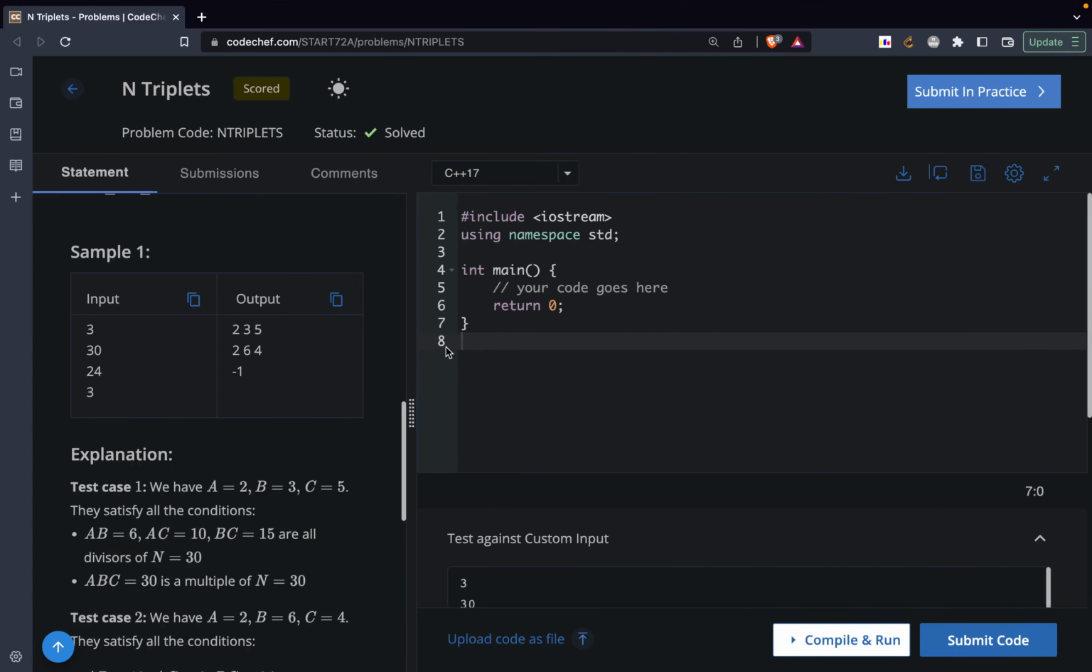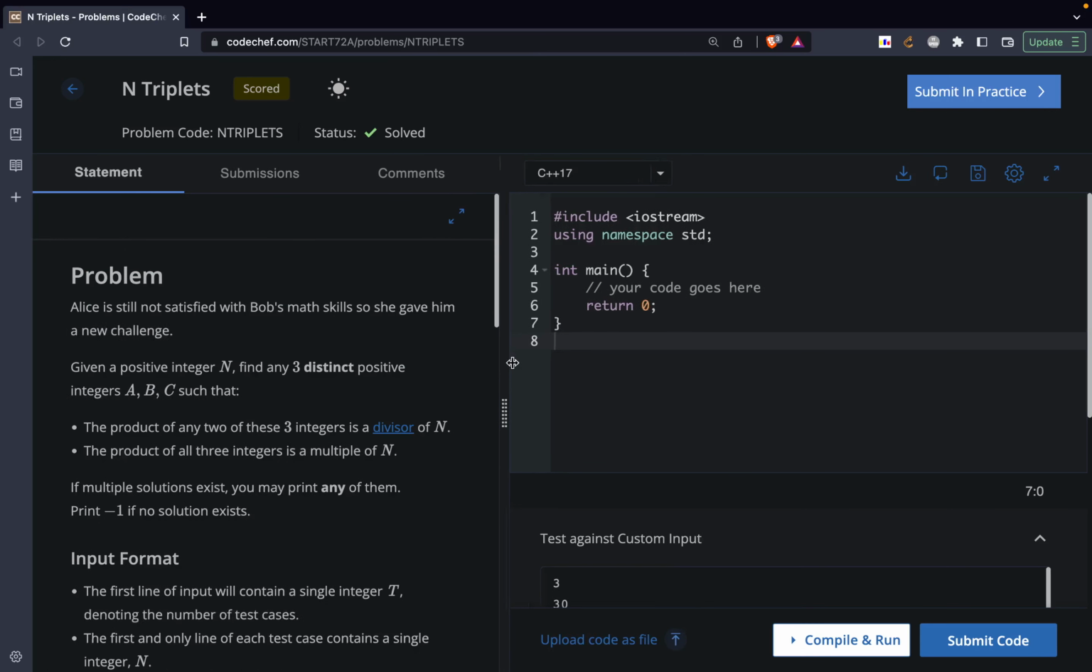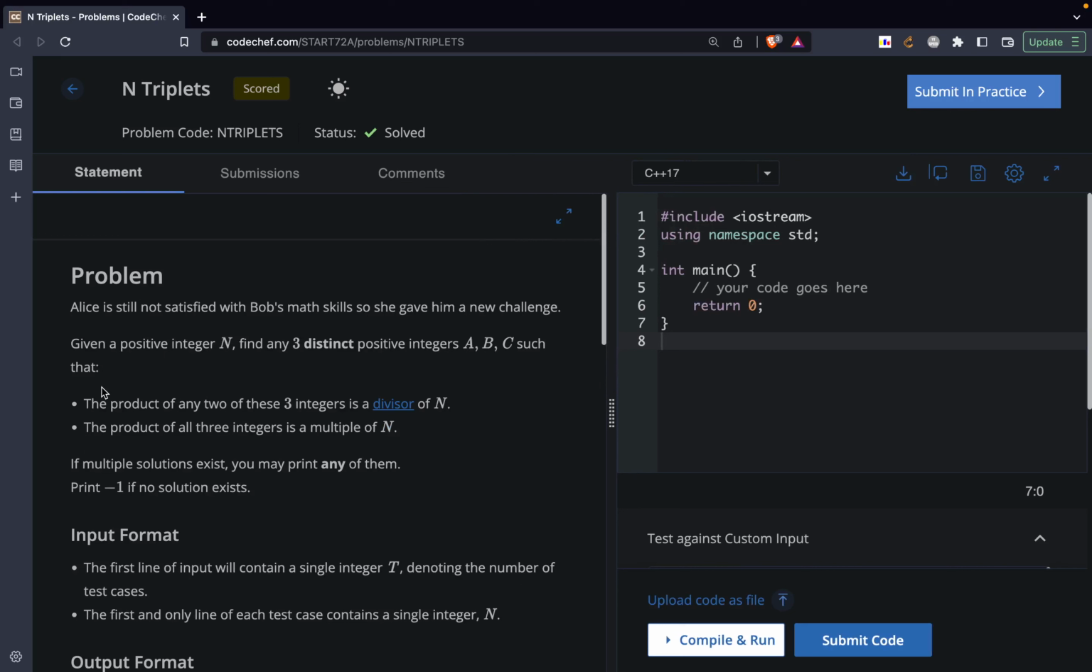Hi guys, in this video we'll be talking about a problem in triplets. This problem is from Starters 72 from CodeChef. The problem states that Alice is still not satisfied with Bob's math skill, and so she gives him a new challenge. In this challenge, he's given a positive integer n.